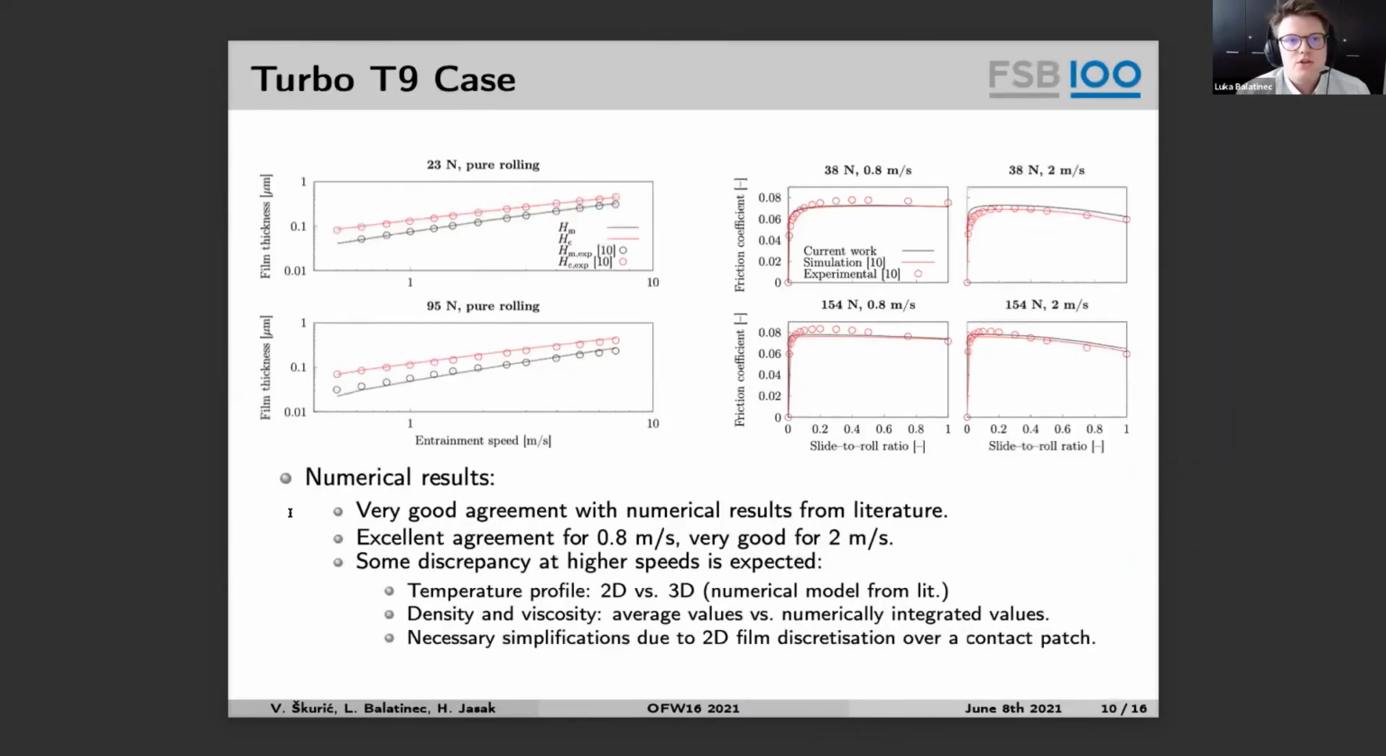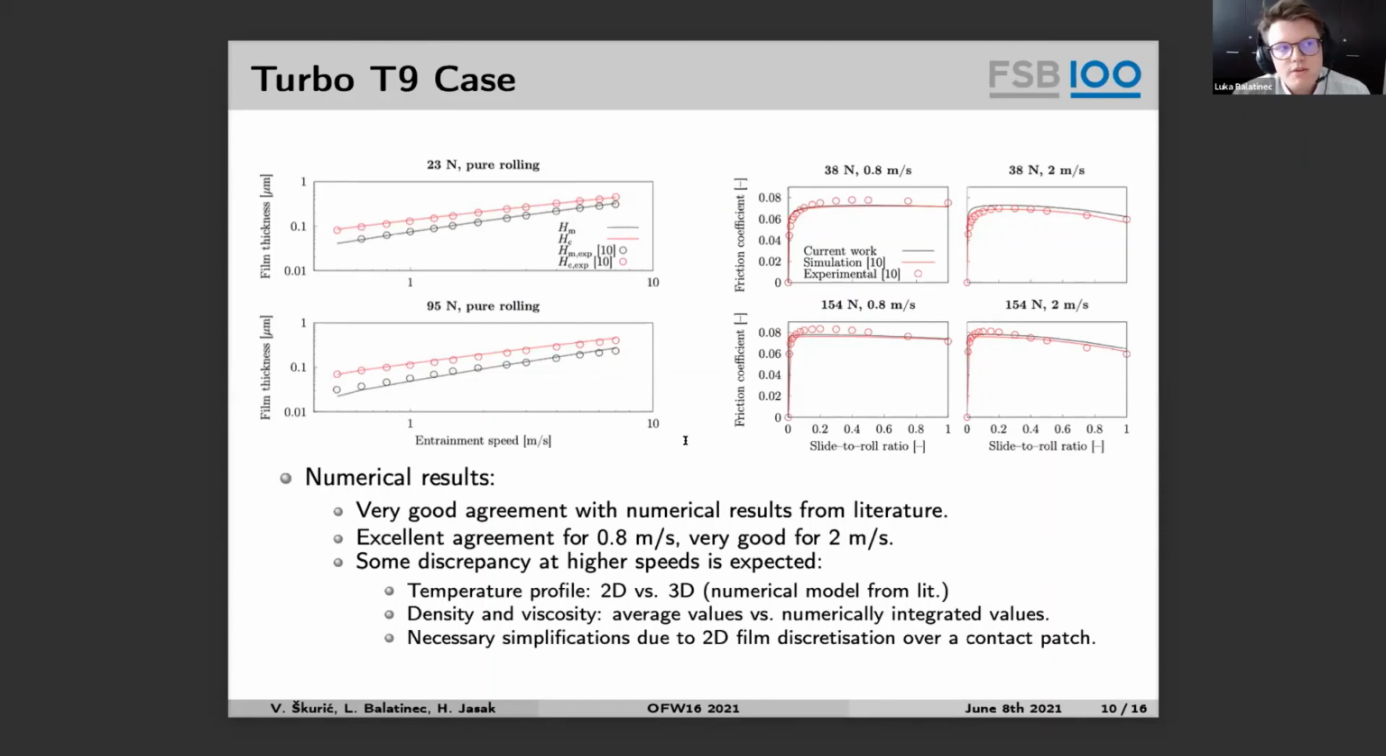Here we can see the results for the Turbo T9 case. On the left side, you can see film thickness versus entrainment speeds, both for our numerical results and for the experimental results found in the literature. We can see both the results for a minimum film thickness and a central film thickness, and we can see very good agreement with the experimental results from the literature.